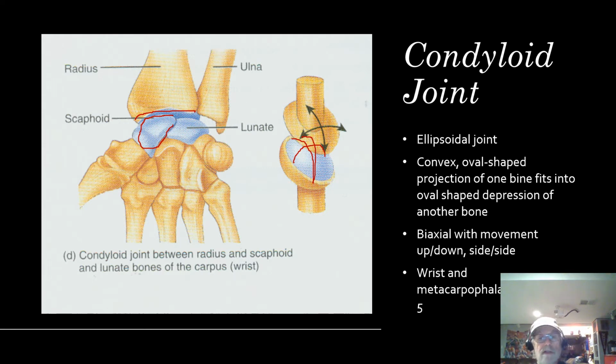Typical example again is the wrist joint, and also the metacarpal phalangeal joints, second through the fifth will be more condyloid type joints because they're sort of more ellipsoid or oval shaped as compared to being round. Okay, and that's called a condyloid joint.